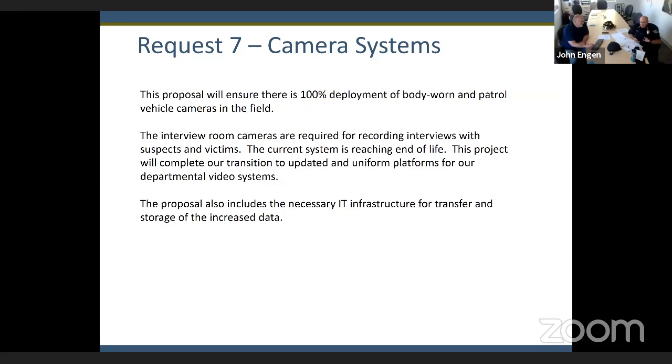So for example, an officer activates the patrol lights on a patrol vehicle, that automatically initiates the recording for both the patrol vehicle camera and it activates the body-worn camera at the same time, automatically, electronically.